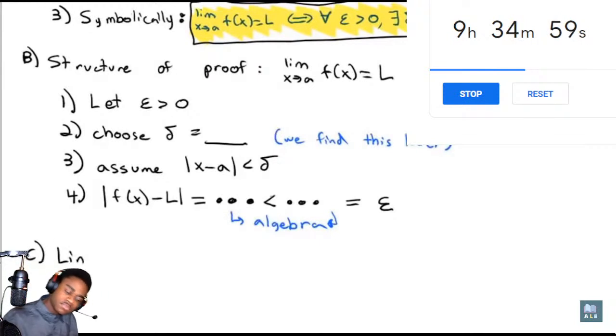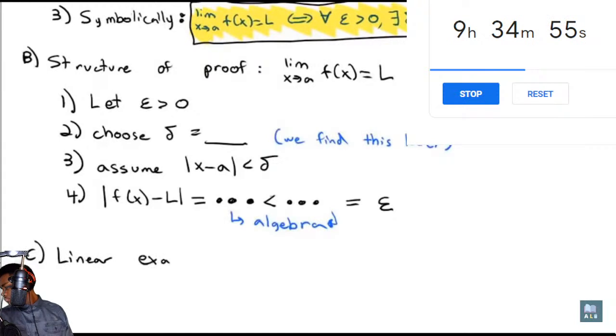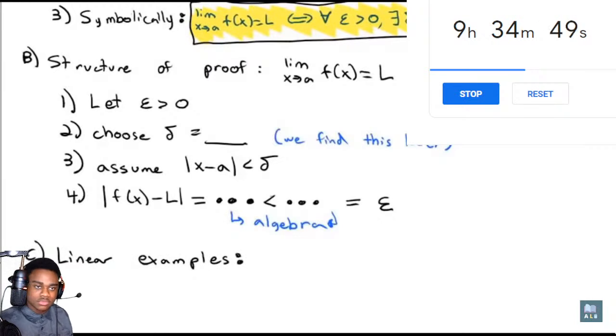First, let's do some linear examples. And just as a tip, if we're dealing with a linear equation like y equals mx plus b, with linear examples, the delta is generally equal to epsilon divided by something. And you have to figure out what that something is.